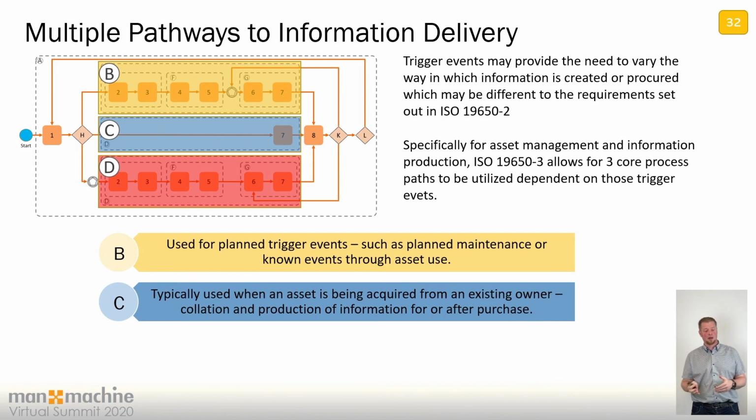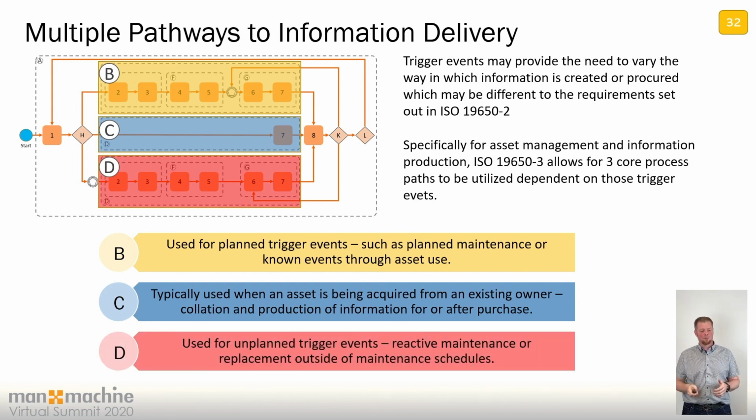We've then got pathway C, which is typically used around the acquisition of information. So this isn't necessarily producing new information, although there may be some that is produced as part of the acquisition, but this is more around capturing that information that needs to be transferred from one owner to another. So you'll see as part of that diagram, a lot of those key stages are actually missing, because more often than not, you're not commissioning someone to produce a lot of new information as part of that acquisition.